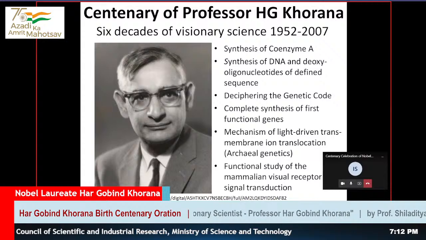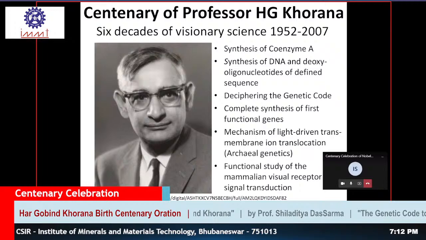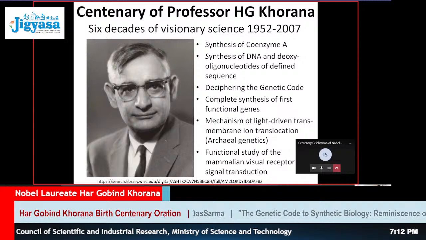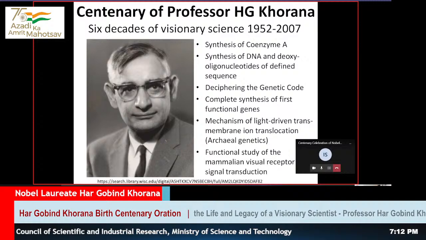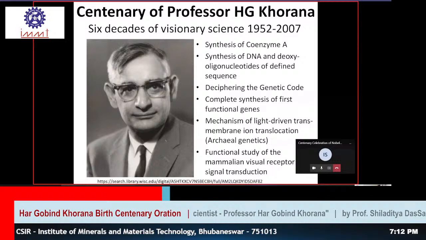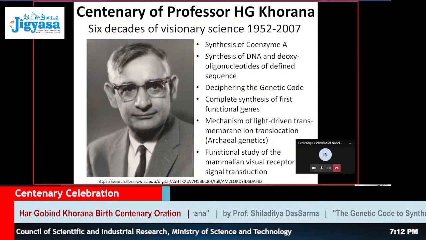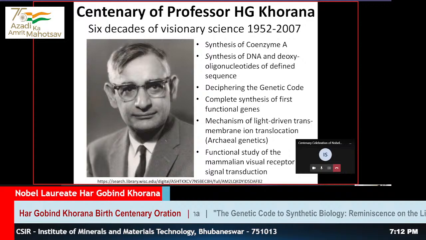Professor Khorana had a very long career spanning six decades, starting in 1952 and going all the way until 2007 when he was in his mid 80s. And he had some remarkable achievements during the course of his life. He did the synthesis of a very complicated nucleotide cofactor, coenzyme A. He also pioneered the synthesis of DNA oligonucleotides of defined sequence, which allowed him to decipher the genetic code.